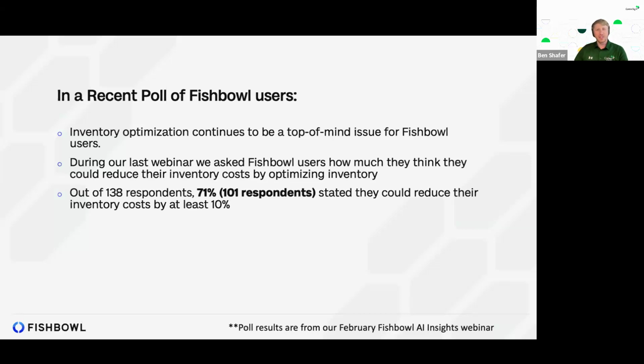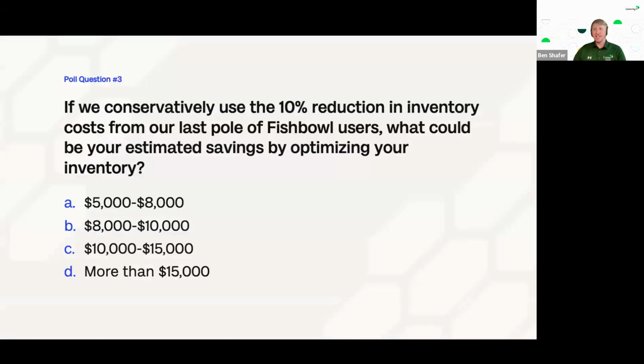Now, this brings us to our next poll question. If we conservatively use the 10% reduction in inventory costs from our last poll of Fishbowl users, what could be your estimated savings by optimizing your inventory? Looking at your current inventory costs, we take 10% of that. Where are you at? Are you in that 5 to 8 range, 8 to 10, 10 to 15, or more than $15,000? We'll give everybody a few minutes to put those votes in, and then we'll see how we're doing here.